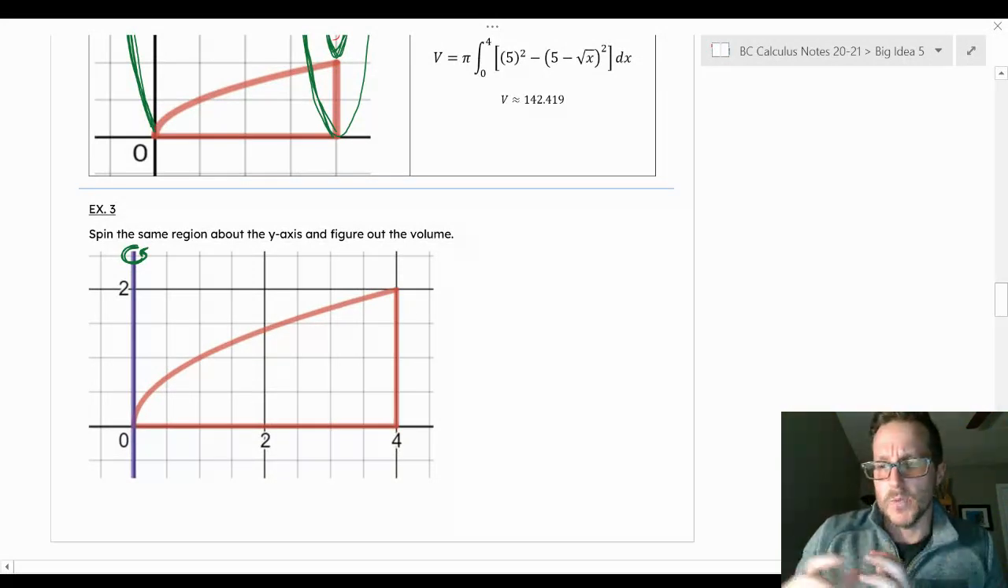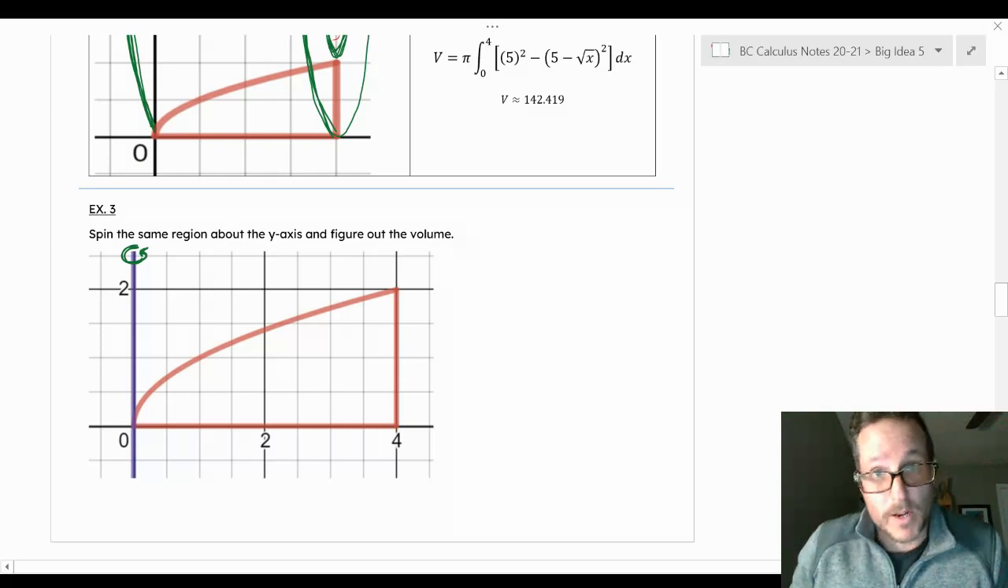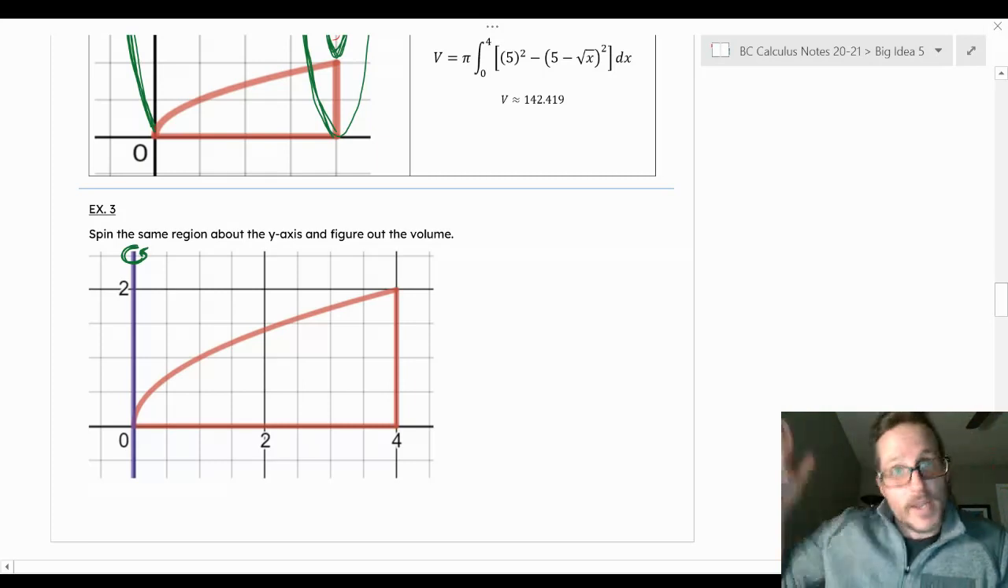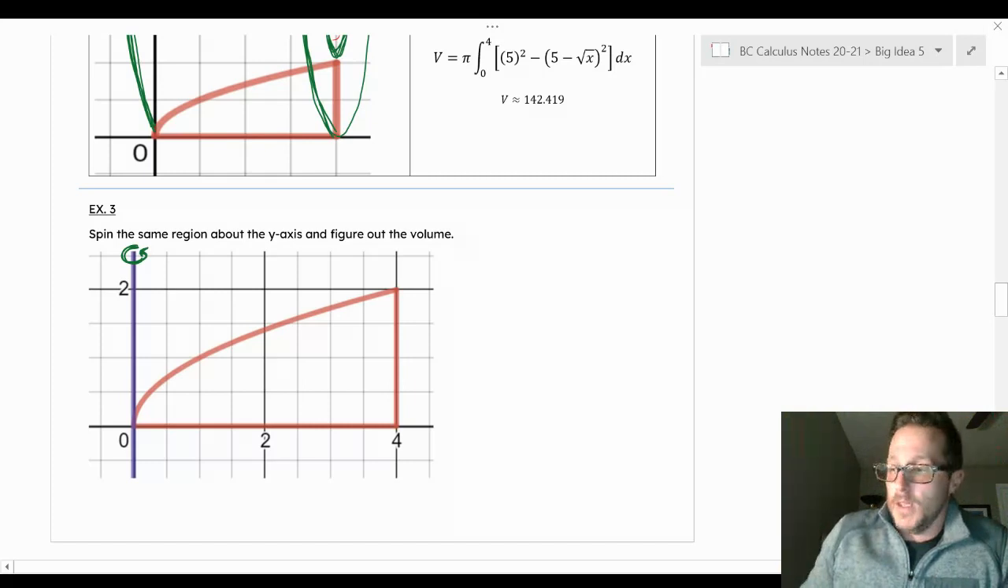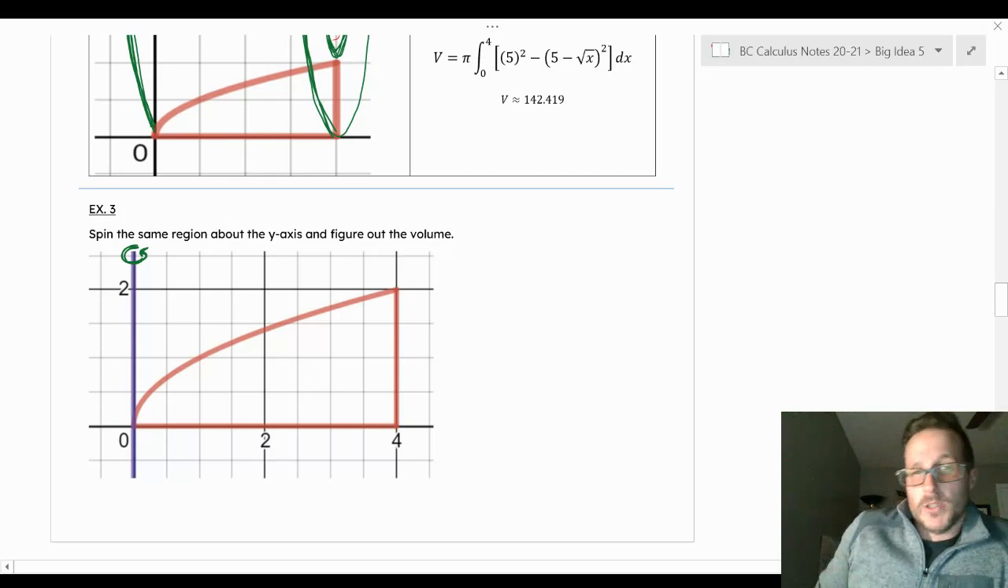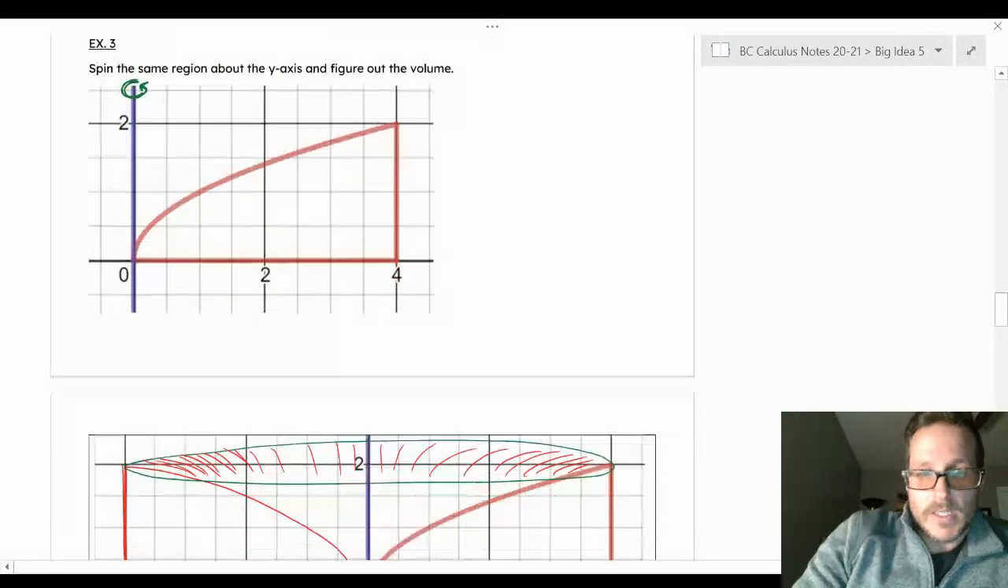This is y equals root x. So x equals y squared would be the function. X equals 4 is the right side. Y equals 0 is the bottom side. We're going to spin this thing around the y-axis. So maybe you can already picture what the big radius and the small radius is by looking at this two-dimensional region. Maybe, maybe not. So let's look a little.